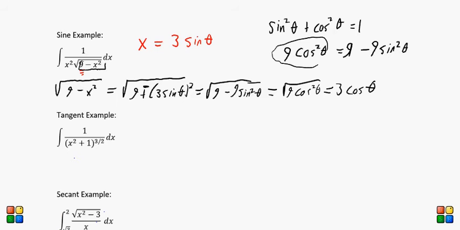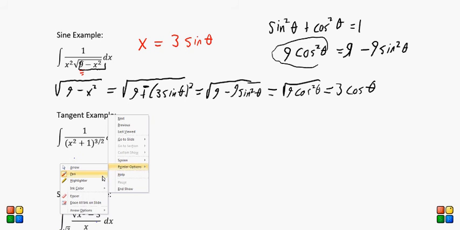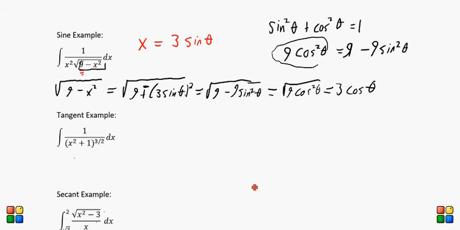In the second example, we will do a tangent substitution. I'll say x is tangent of theta, and theta is the letter we'll use for these trig substitutions. That's standard, just like we use u for u substitutions. Also, right now at this stage, we're not going to work through the integral in its entirety. We're just looking at what substitution we'll do and why.